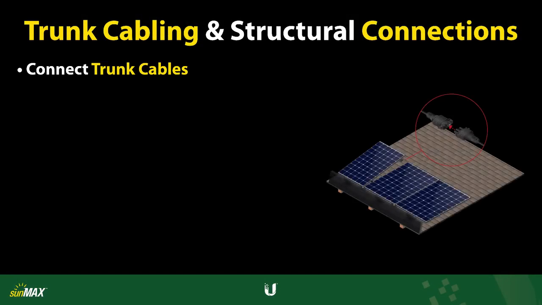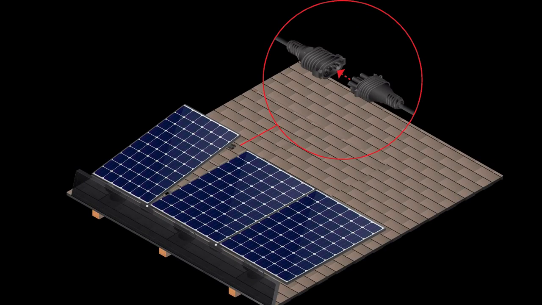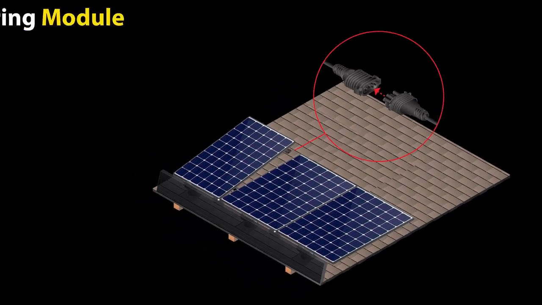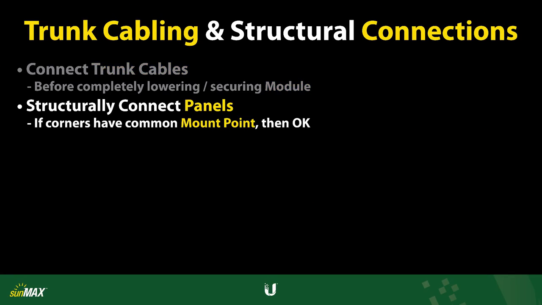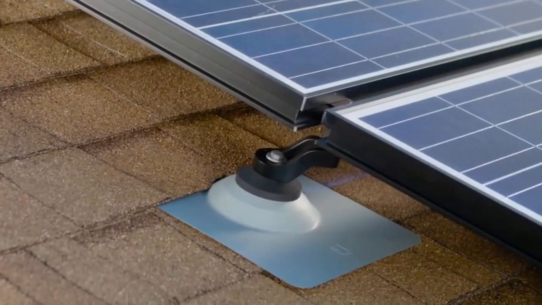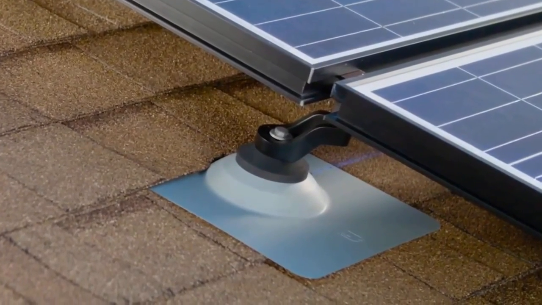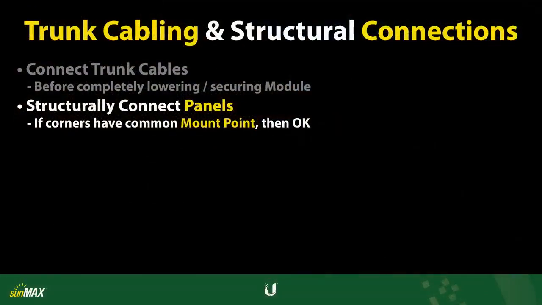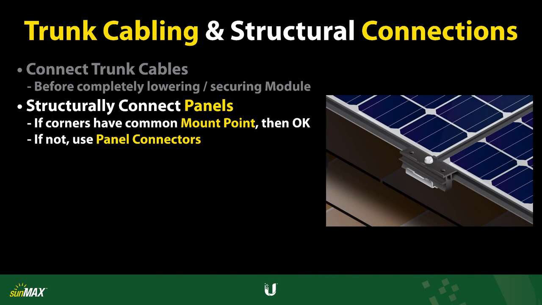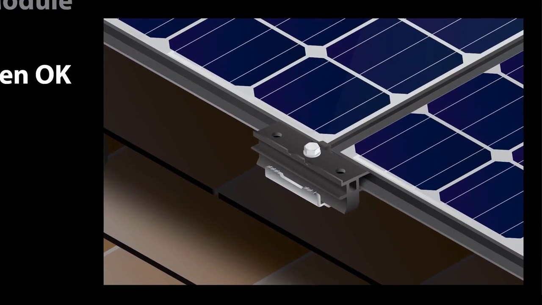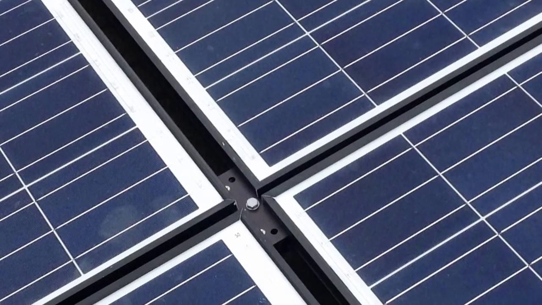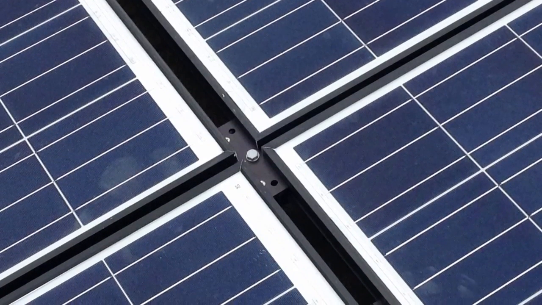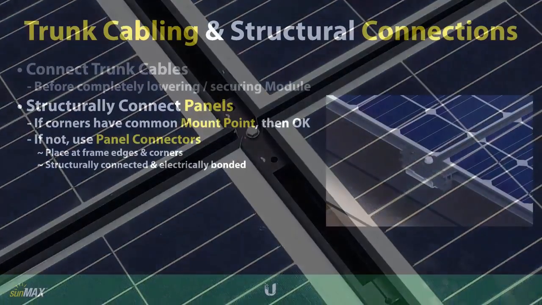However, be sure to connect AC trunk cables between neighboring modules before completely lowering and securing each module to the roof mounts. Adjacent AC modules whose corners sit at a common mount point are structurally supported and electrically bonded by the mounting assembly. If the corner edges of the AC modules do not rest at a common mount point, use a panel connector to join the AC modules together. Panel connectors hold the AC modules together structurally along the frame edges and corners while also bonding them together electrically.